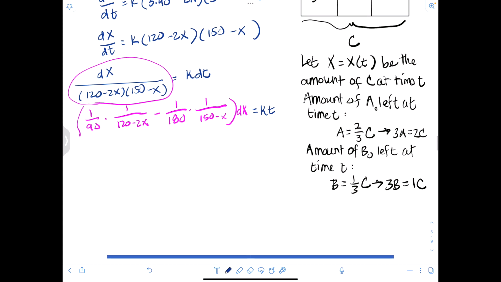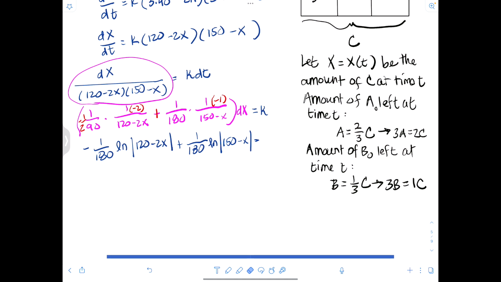So now, let's check it out. We are lacking a negative 2 in order to differentiate this first one, because if I did u equals 120 minus 2x, du would be negative 2 dx. So I've got my dx, I need the negative 2. So I need to multiply by negative 1/2 to balance it out. On the second term, I'm lacking a negative 1, and so I'm going to turn that negative sign to a plus to adapt for it. So now I'll get negative 1 over 180 times natural log absolute 120 minus 2x plus 1 over 180 times natural log absolute 150 minus x.